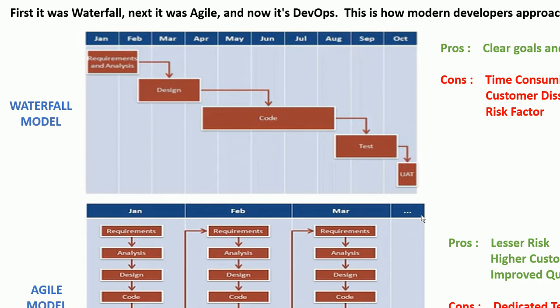Among the advantages, the first and biggest is lesser risk, because the user has been engaged from day one. There is high customer involvement, so there is the least chance of risk, and better quality as well. But the biggest challenge here is that we need a dedicated team to scale this model.